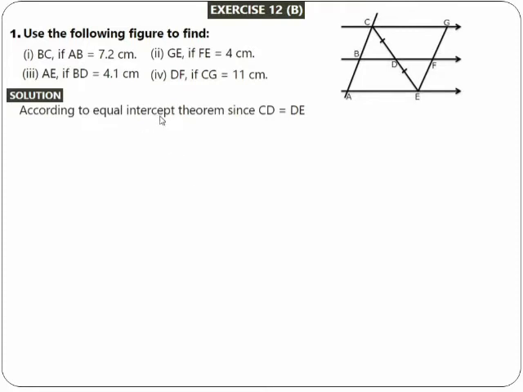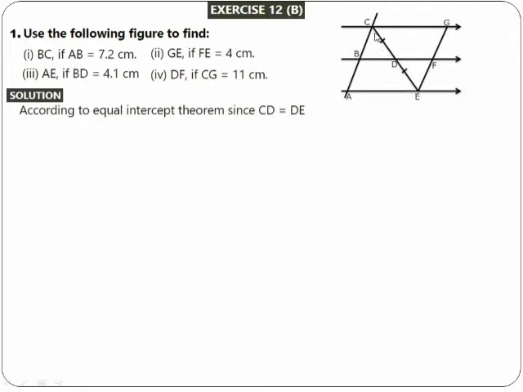Now according to the equal intercept theorem, see here very carefully. Since it is given that CD is equal to DE, isn't it? So basically you see these 3 arrows mean these 3 lines are parallel. So isn't CE acting like the transversal? Yes, and also it is given that CD is equal to DE.